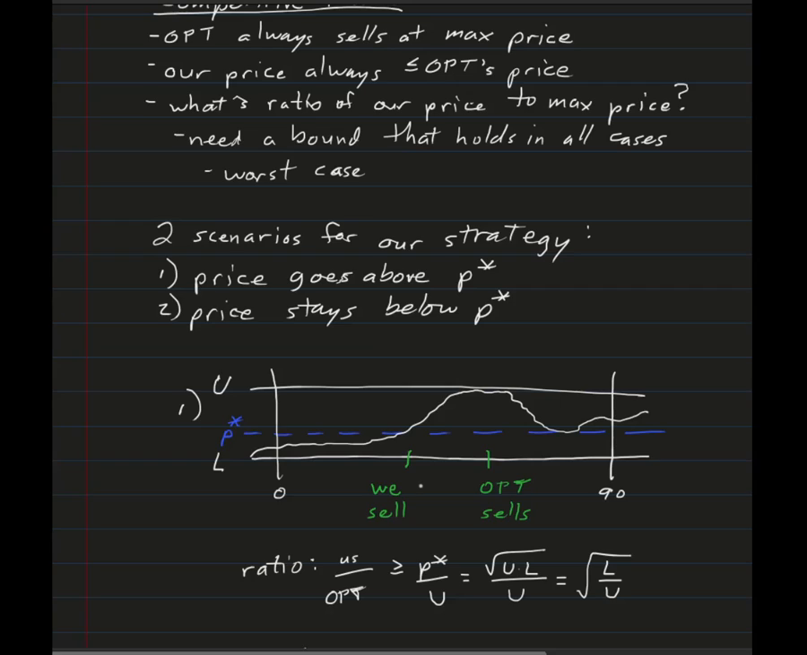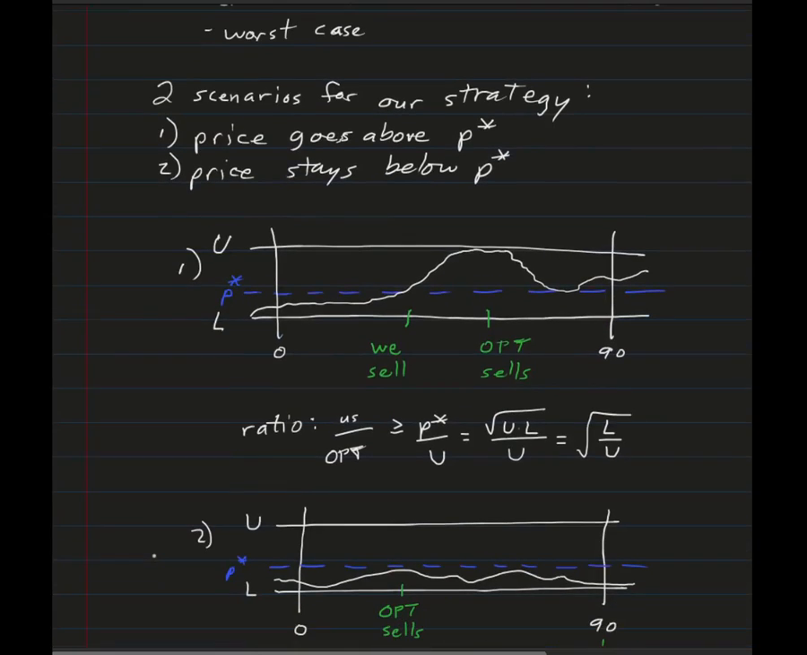If we sketch out the ratio of our price to opt's price in the worst case, it is at least P star over U. Plugging in what we set P star to, root U times L over U, we get the square root of L over U. So that's our ratio in this scenario.